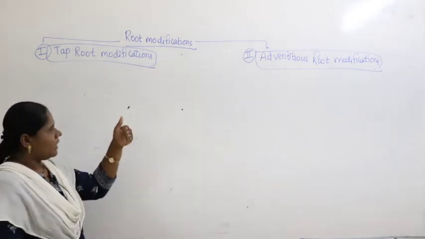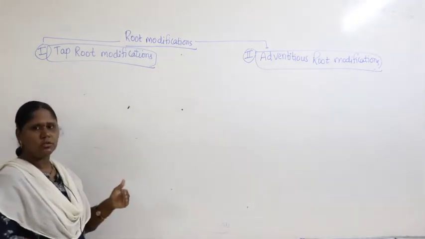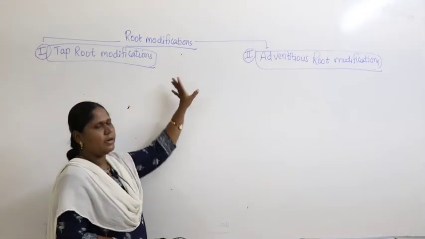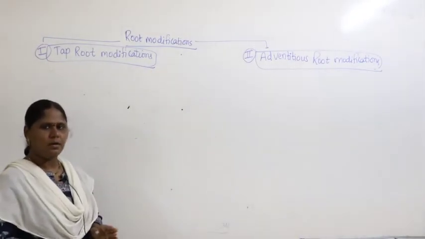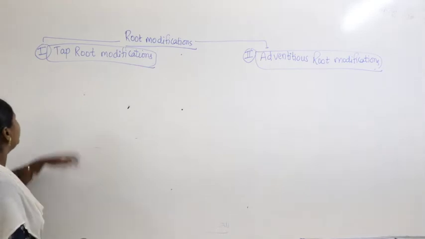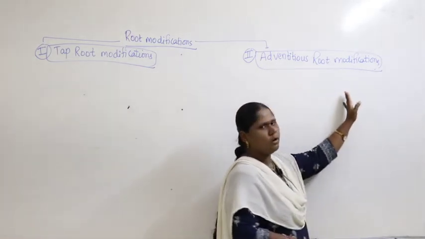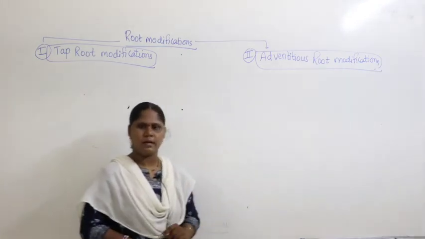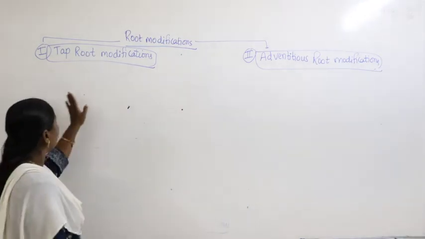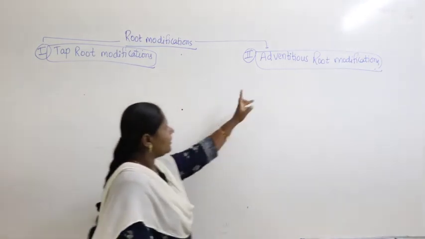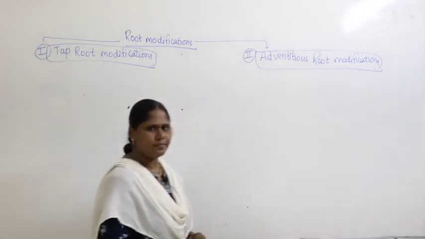In the last class we studied about classification, and root modifications are divided into two categories. What are they? We have studied about taproot modifications and adventitious root modifications. What are the two categories we studied? Taproot modifications and adventitious root modifications.